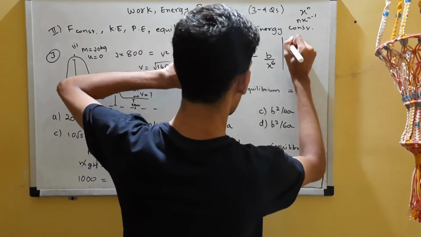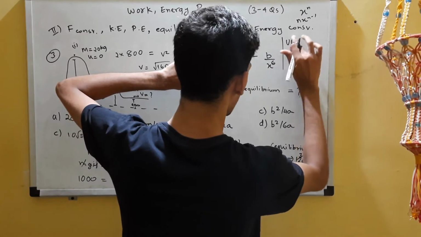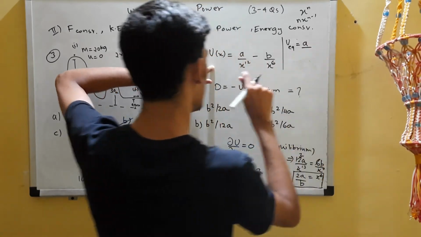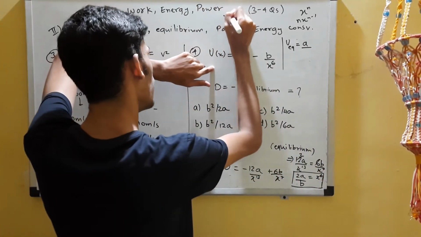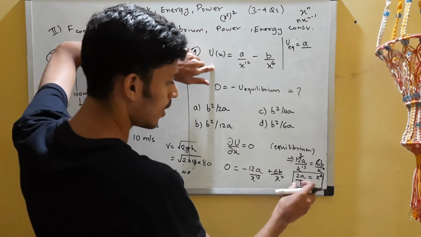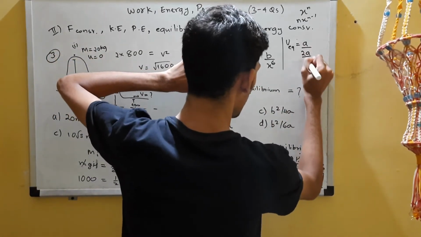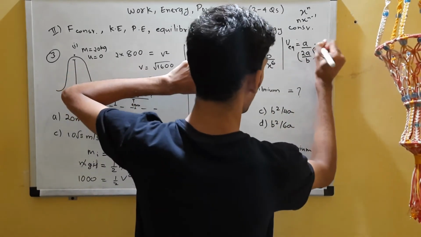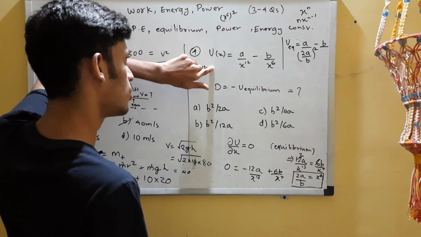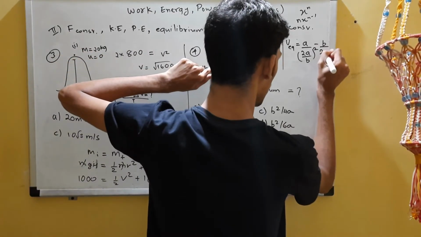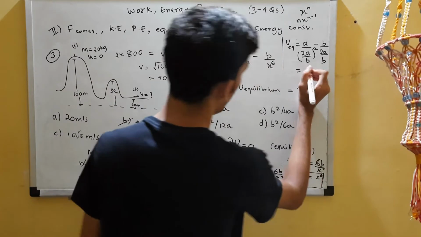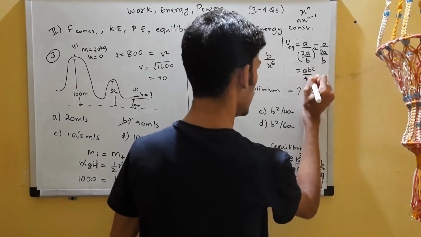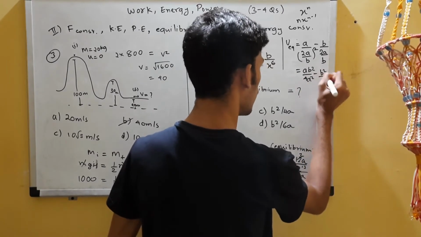So here potential energy at equilibrium is a upon x to the power 12, which just means x to the power 6 squared, right? So x to the power 6, we know it as 2a by b, and that is squared. Minus b upon x to the power 6, which is 2a by b, right? So here you'll get ab square upon 4a square minus b square upon 2a.